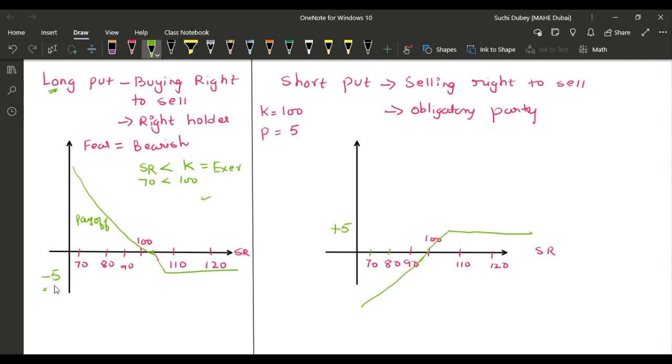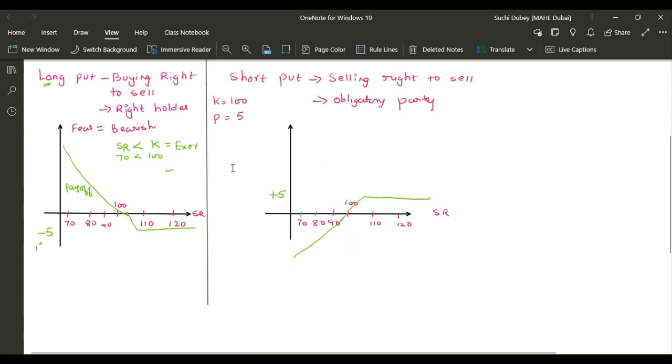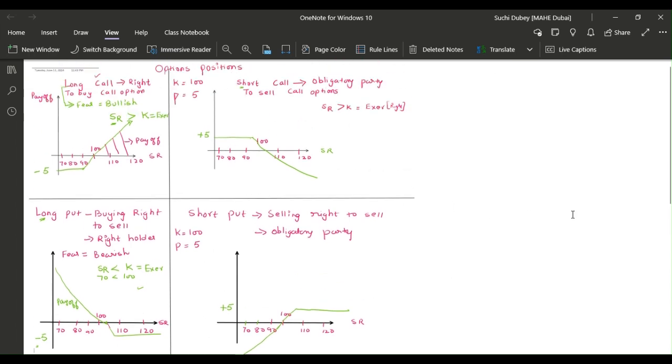Whatever he is losing by saying that the spot rate is higher than my K and I am having a put option, I should not exercise. So he is not exercising, he is losing 5, and this 5 you are getting. And that is exactly the end of the four different types of positions in an option position. I will just zoom out to show you all in one how it looks. So this is what we have discussed. It's a very simple one to draw.